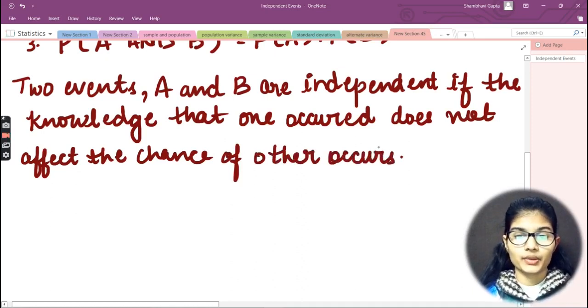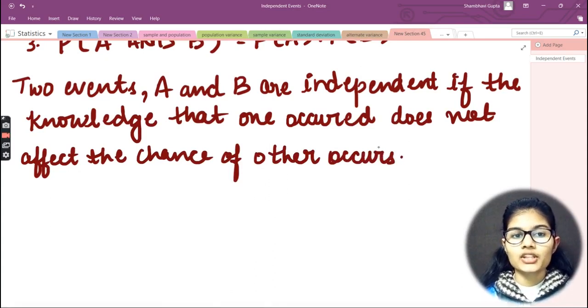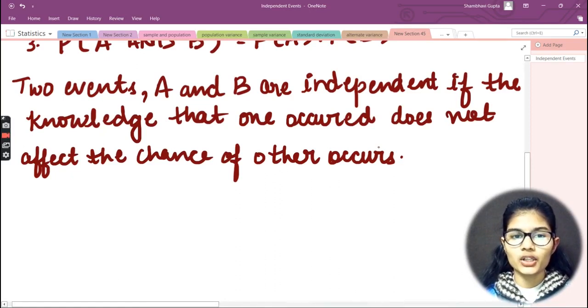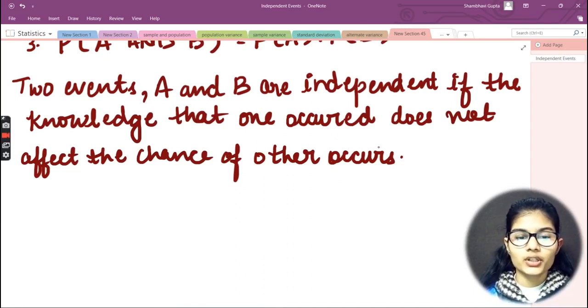Now, what did I mean by whatever I have written up here? Listen to me. Two events A and B are independent if the knowledge that one occurred does not affect the chance of the other occurring. It means that the knowledge that one has occurred does not affect the chance of the other occurring. In that case, A and B, the two events, are said to be independent. So this is what independent means here.